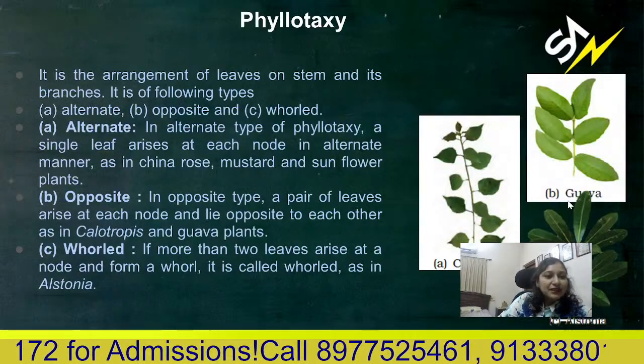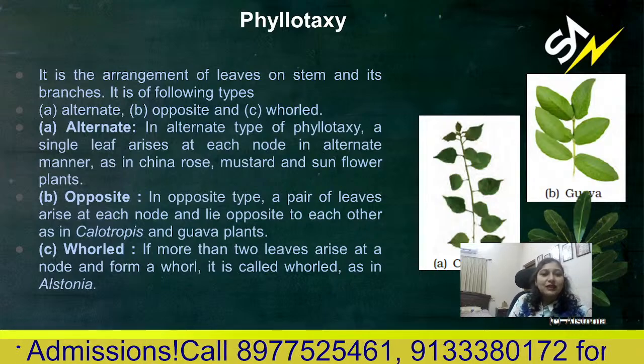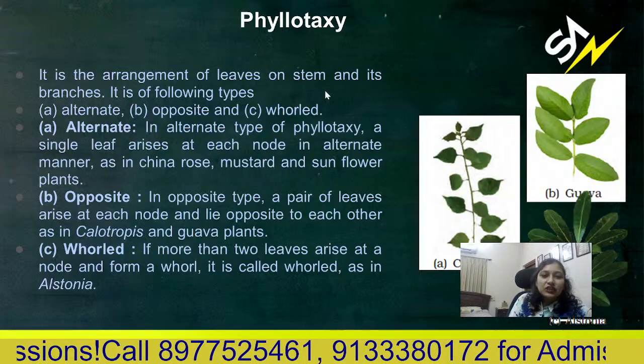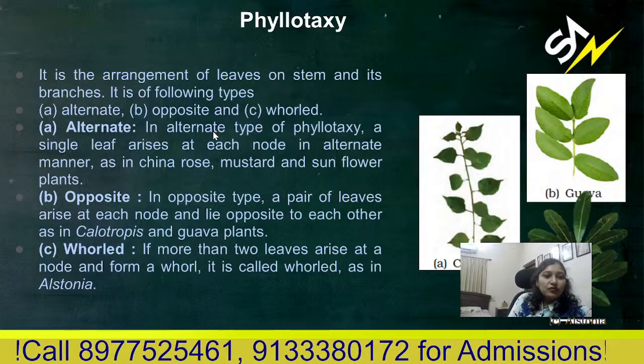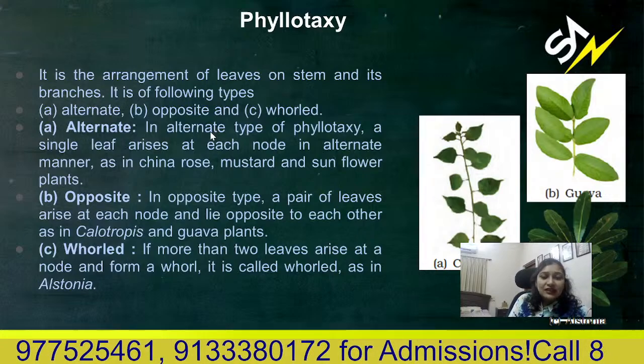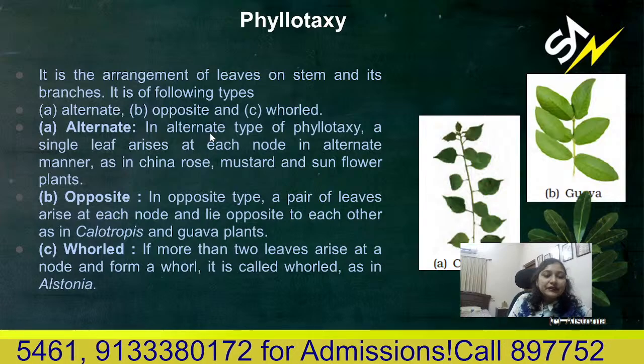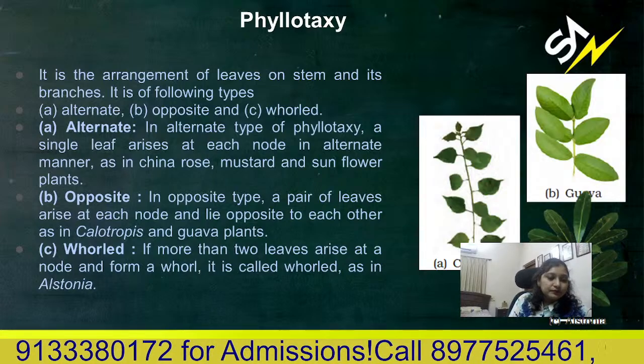Then phyllotaxy, it is the arrangement of leaves on the stem. What is phyllotaxy? Arrangement of leaves on the stem. So there are three types of phyllotaxy, three types of arrangement: alternate, opposite, and whorled.